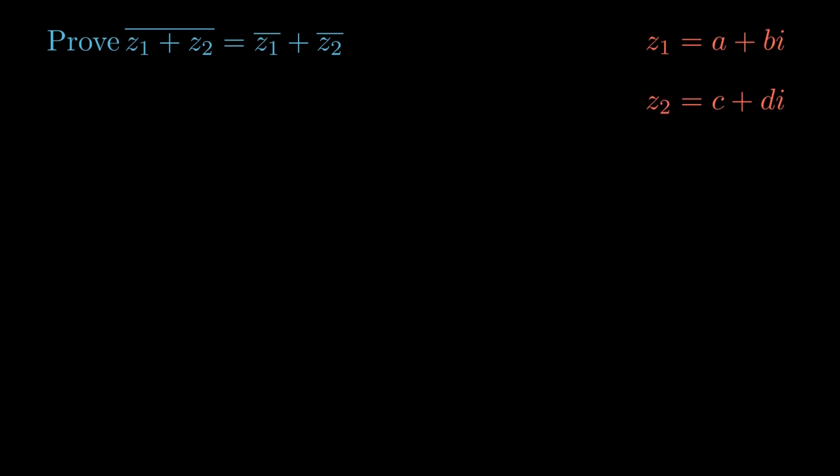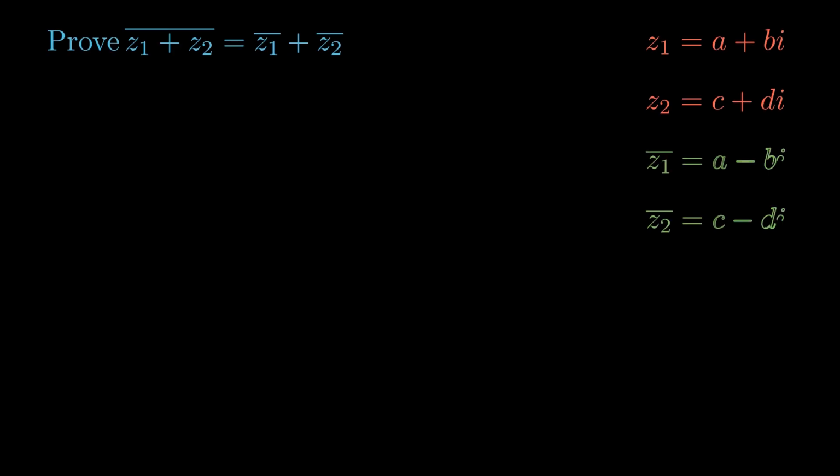So today I'd like to prove the addition property of the complex conjugate, which is the conjugate of z1 plus z2 equals z1 conjugate plus z2 conjugate, where z1 is the complex number a plus bi, and z2 is the complex number c plus di.